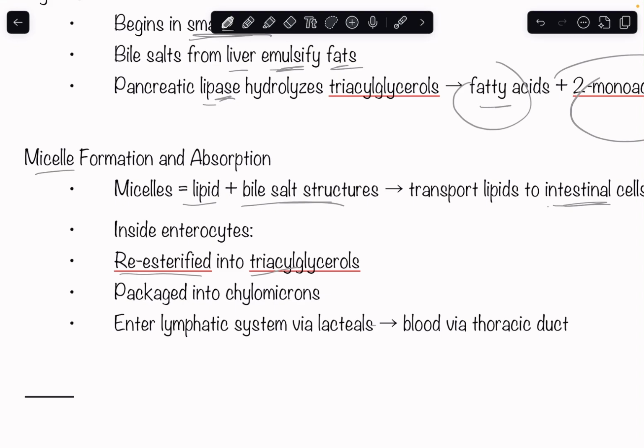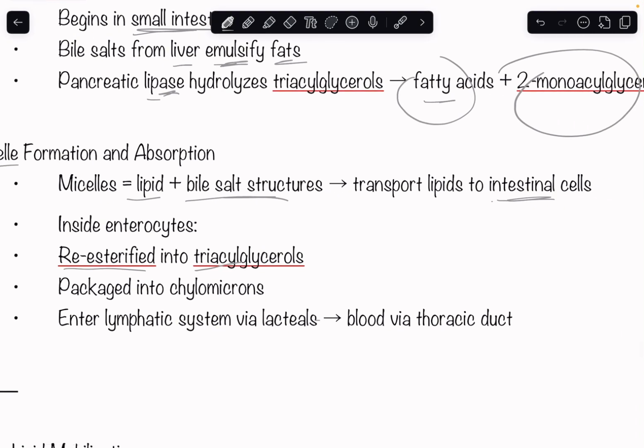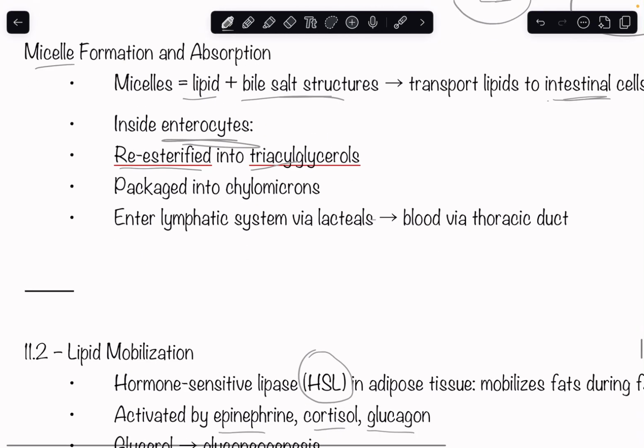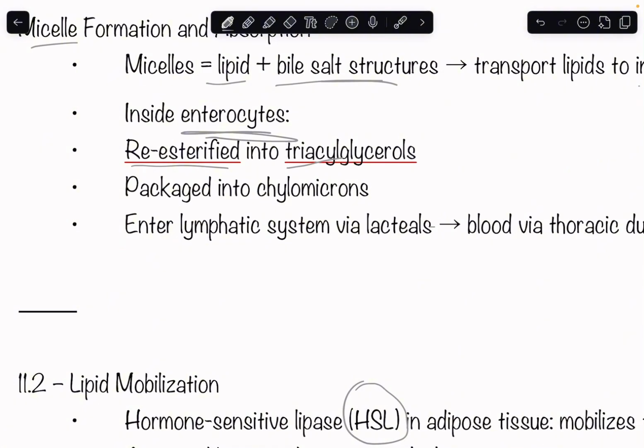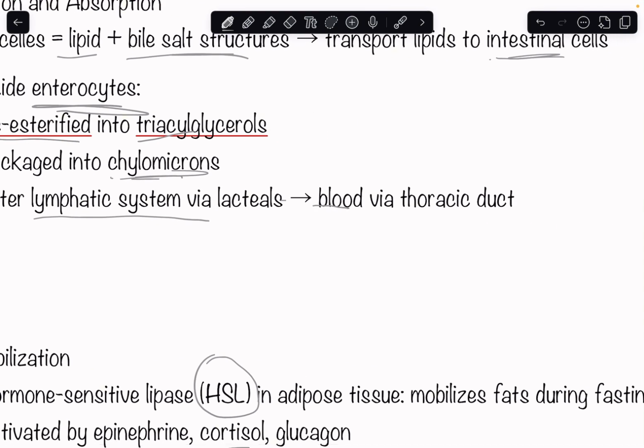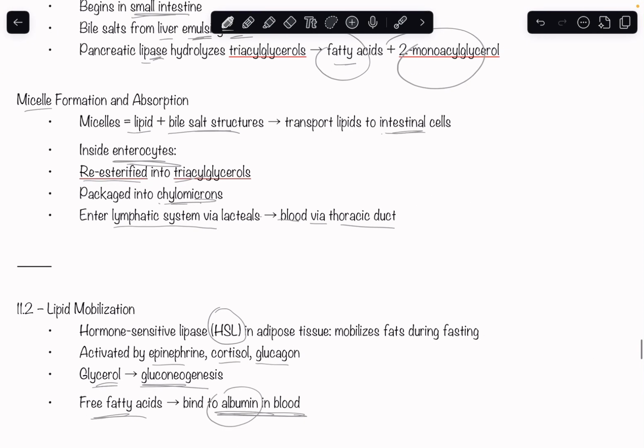Next, let's go over micelles. These transport lipids into intestinal cells, and within the enterocytes, which is just a fancy way of saying intestinal cells, a cell of the intestinal lining, we re-esterify them into triglycerols, and then these are packaged into something we call chylomicrons, which are just lipid transporters. You package all your lipids into this chylomicron, and then those enter the lymphatic system, and from there we go to the blood via your thoracic duct. Awesome. Hopefully that made sense.